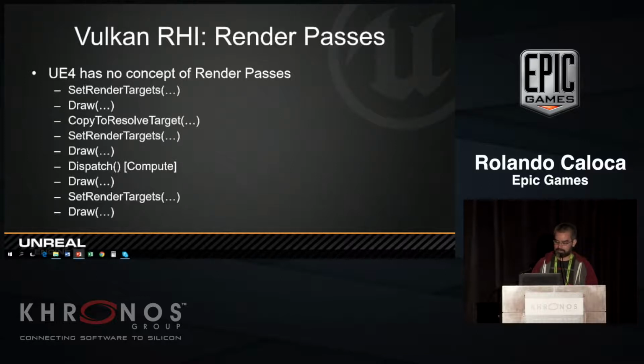So I mentioned the problems with layouts, that we're not passing validation yet. This is a problem because of render passes. UE4 basically doesn't have a concept of render passes. You could have the high level doing something like this, which is calling set render target, draw, then resolving the MSAA buffer, then set render target, then draw, then triggering some compute, then draw, then set render target, then draw. So this is probably a problem all older engines or non-modern engines have.